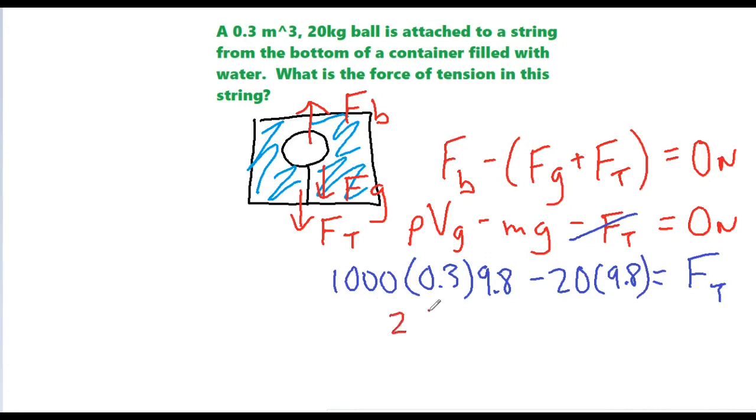We have 2,940 newtons minus the weight of 196 newtons, and that will give us our final force of tension.